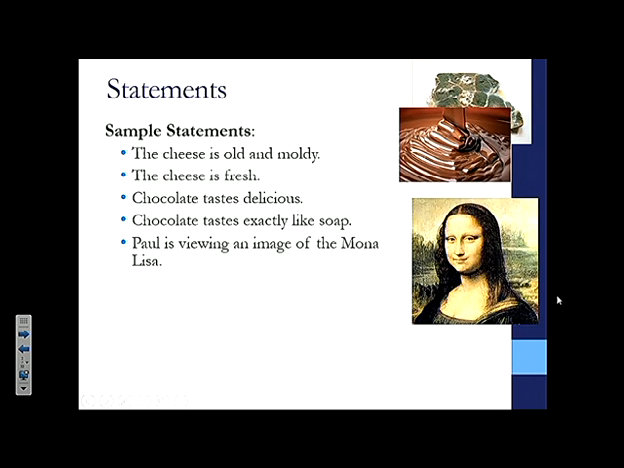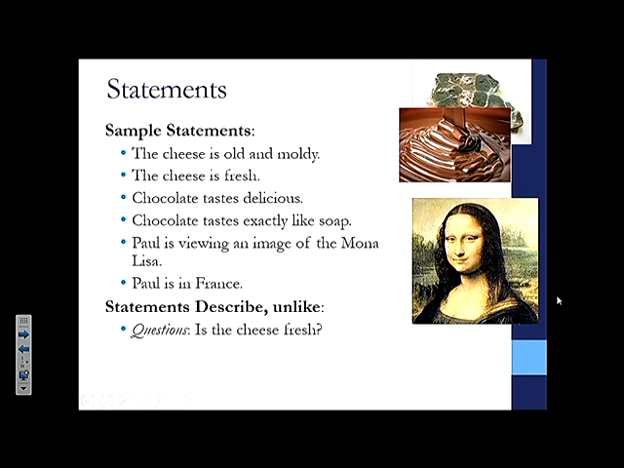You can tell this is just stream of thought, right? These are just things I thought of as I was constructing this slide. Paul is viewing an image of the Mona Lisa. Paul is in France. All right. These are just sample statements. We could have picked anything. We could have started describing this room. You're sitting in a bluish chair. You're sitting in a room. There's a ceiling over your head. Right? All sample statements.